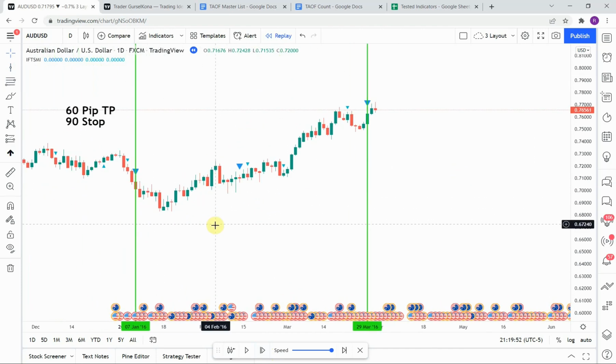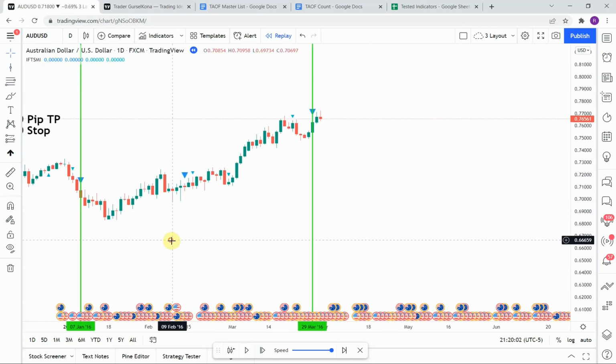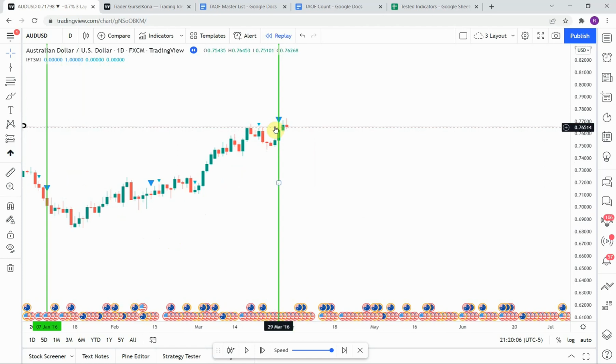Right, so the first signal that we picked up was this one right here. Short signal, you see that we get that little triangle right there, and then the large blue triangle right there, and then you see that price action pushes down really nicely there, getting us to take profit. Then we pick up one over here.